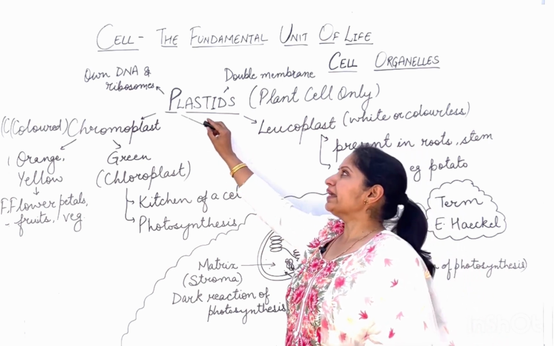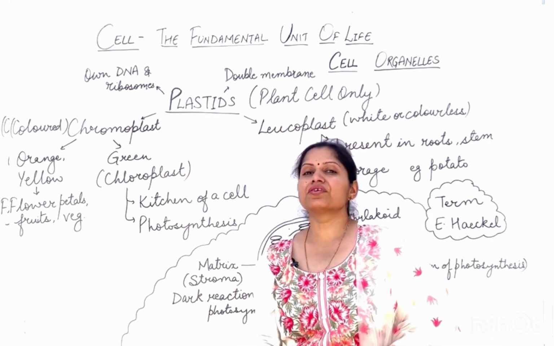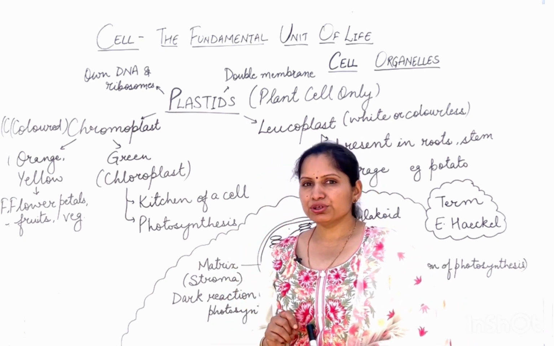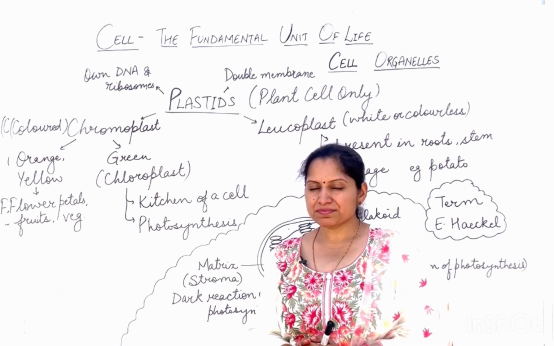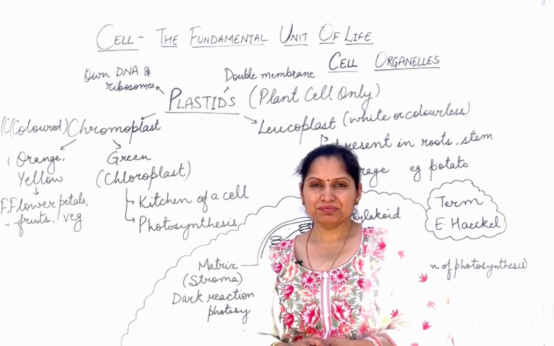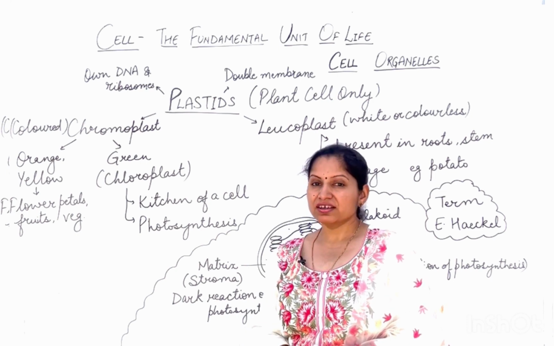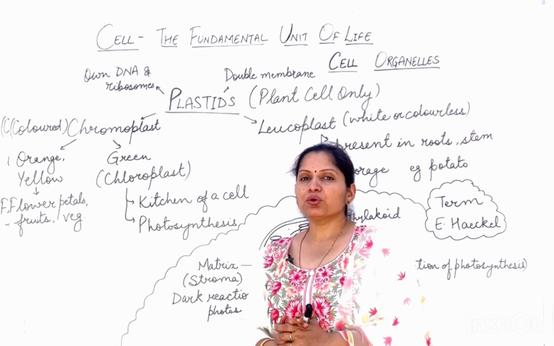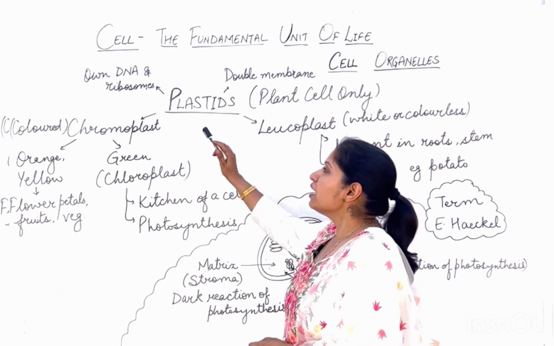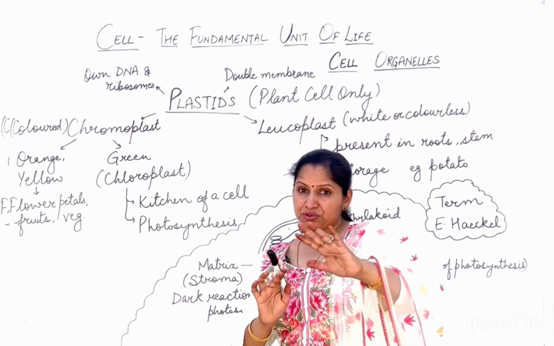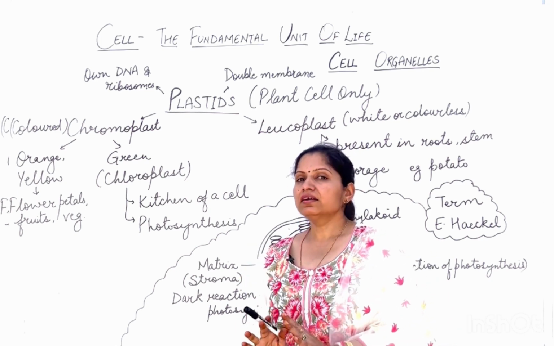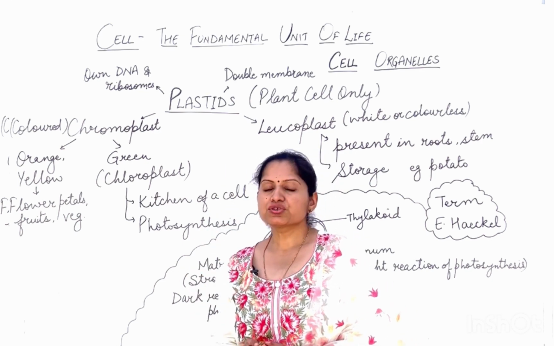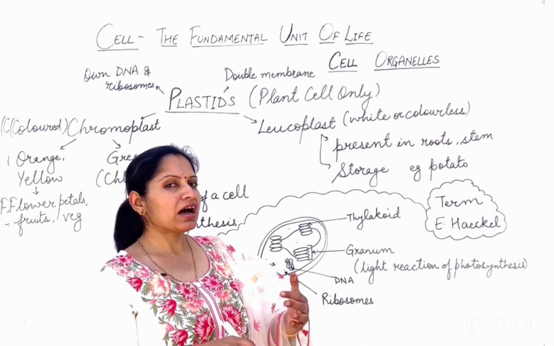Plastids are special organelles that have their own DNA and own ribosomes. Do you remember one more cell organelle that I told you has its own DNA and ribosomes? Think about it, recall that. Yes, that is mitochondria. So mitochondria and plastids are the only cell organelles that have their own DNA and ribosomes. Apart from that, plastids are a double membrane bound structure. They have two membranes around them. So it's a double membrane bound structure.